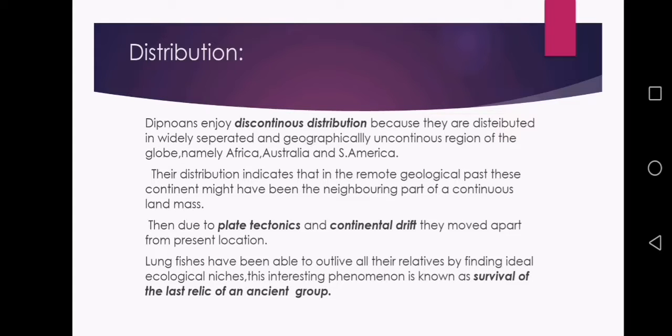Lungfishes have been able to outlive all their relatives by finding an ideal ecological niche which favored most of their special needs. This is a typical example of an interesting phenomenon, namely survival of the last relic of an ancient group.